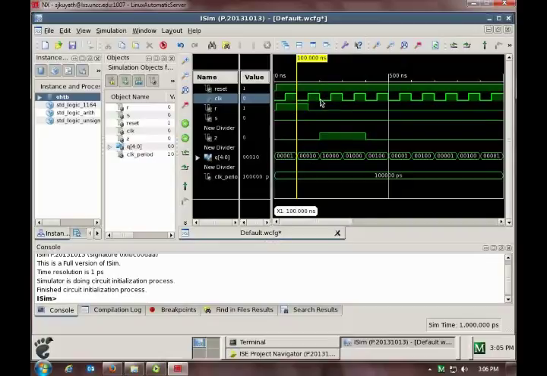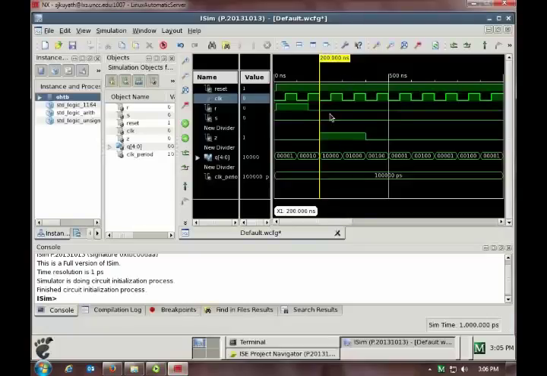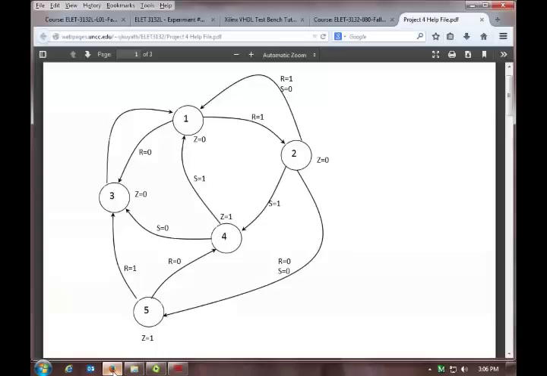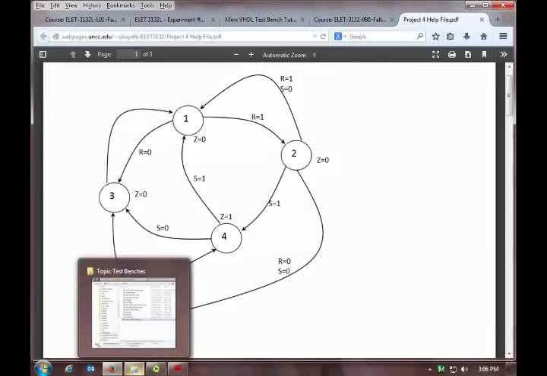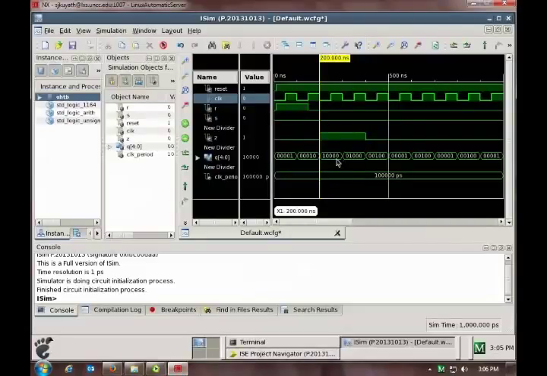Here's the next one. I'm in state B, and R is equal to 0 and S is equal to 0. I can see them both here are equal to 0. So R and S both equal to 0 takes me over to state 5 or state E. And if I look at that here, it does take me over to what was state 5, and it does show that Z went high. So that's working right.